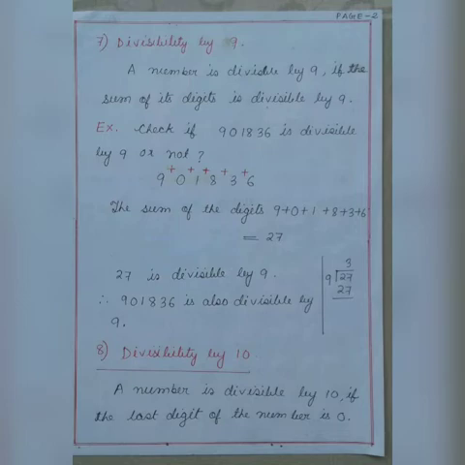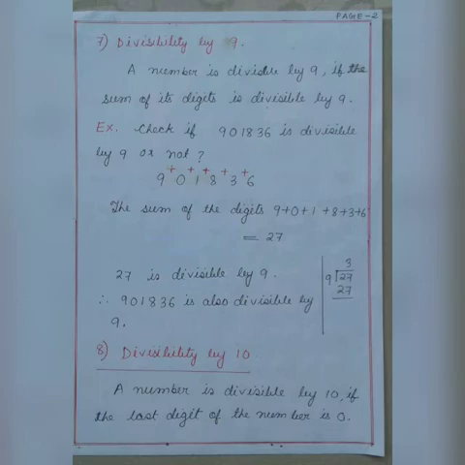Number 8, divisibility by 10. It is very easy. All of you know. A number is divisible by 10 if the last digit of the number is 0. A number is divisible by 10 when the last digit of any number is 0.